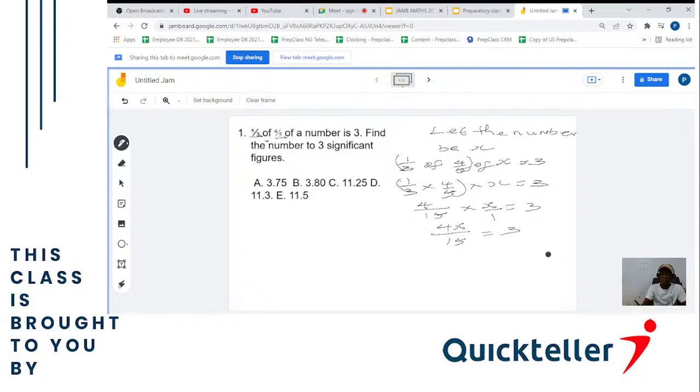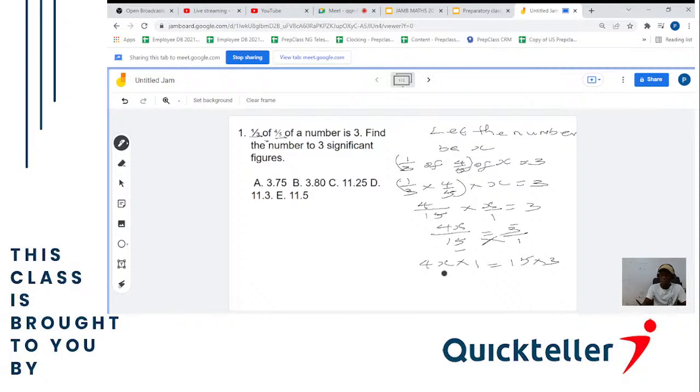Now the next thing is to isolate the equation for x. We need to make x stand alone on one side of the equation. We have 4x over 15 equals 3, and this 3 can simply be written as 3 over 1. So now we have 4x over 15 equals 3 over 1. This can be done by using the cross multiplication rule. That is, 4x will multiply 1, then 15 will multiply 3. From here we get 4x multiplied by 1 equals 15 multiplied by 3.